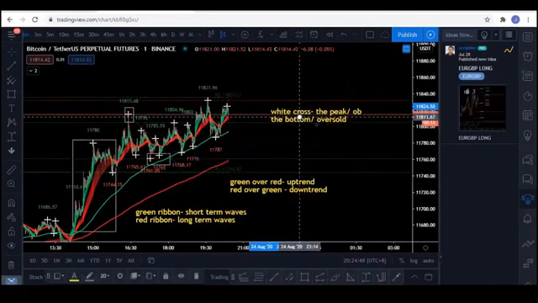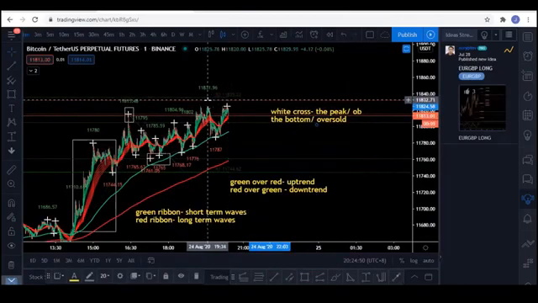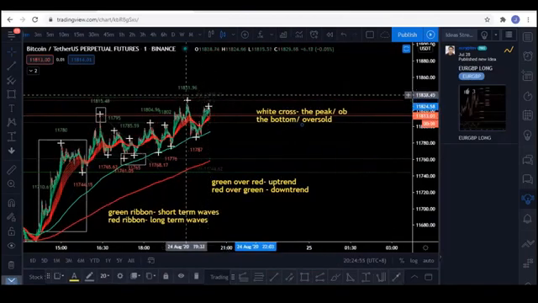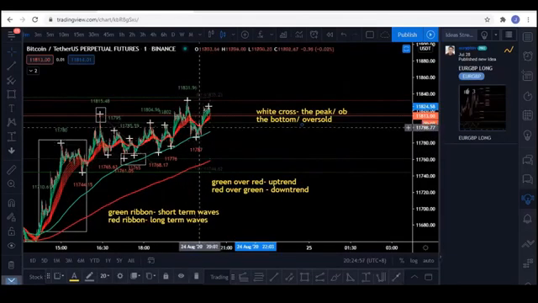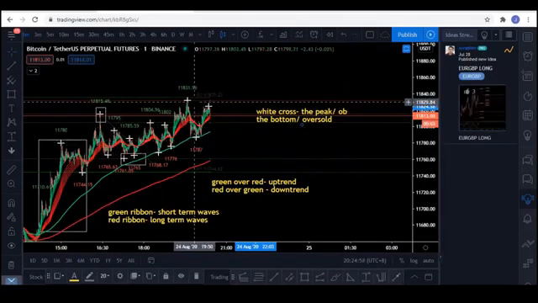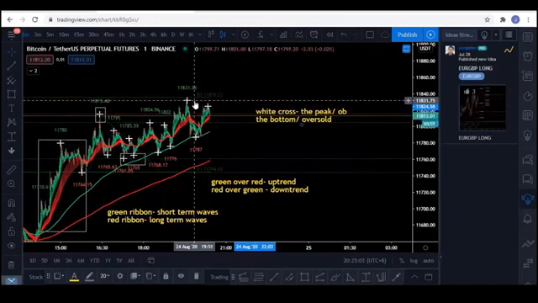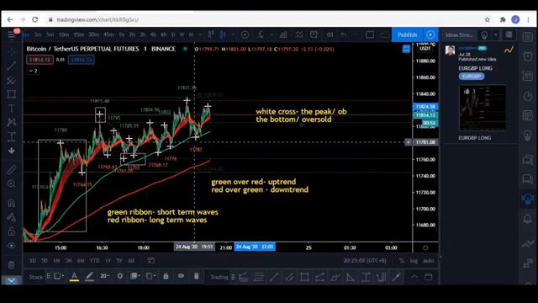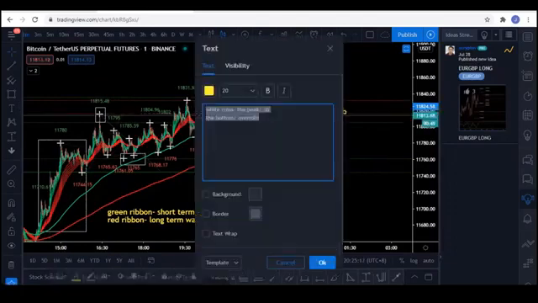So let's have a recap. The white cross indicates that the price is already overbought or oversold. It means that if you see a cross, we are already at the peak of our price or at the bottom of our price. So this is also our reversal signal.